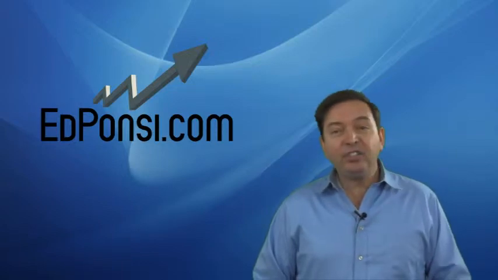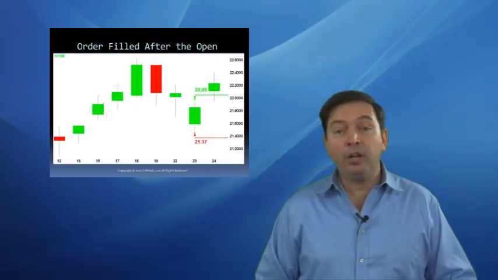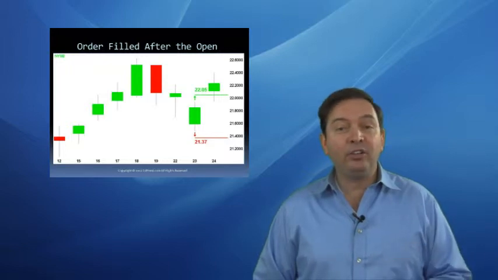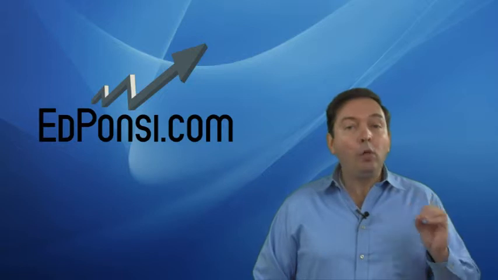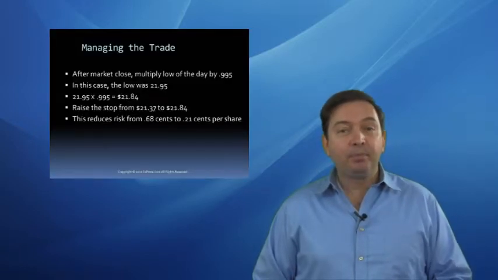Now here you can see the next day's candle. The price actually gaps up and opens a little bit higher than our entry point. Then it comes down and fills our order. So we have our entry exactly where we wanted it. We have our stop now, which was contingent upon the entry, is now activated. All we really need to do now is manage the trade.